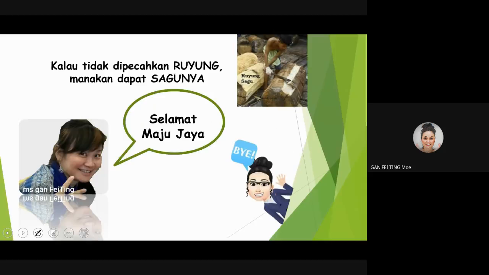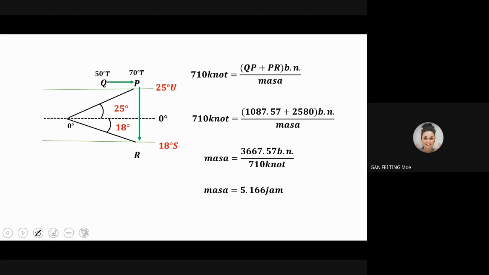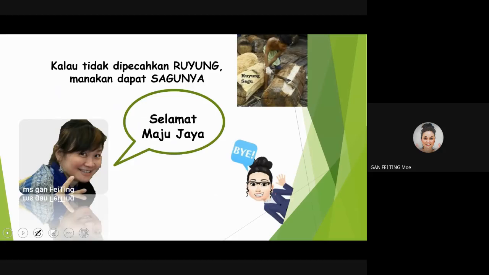And normally I place my answer in four significant figures, 5.166. If, let's say, my mathematics teacher asked me to place it in 2 decimal places, 5.17, can or not? Can, actually not a problem. But never change to hour and minute, because the question is asking you for hours only. Okay? So now it's already 5:07.